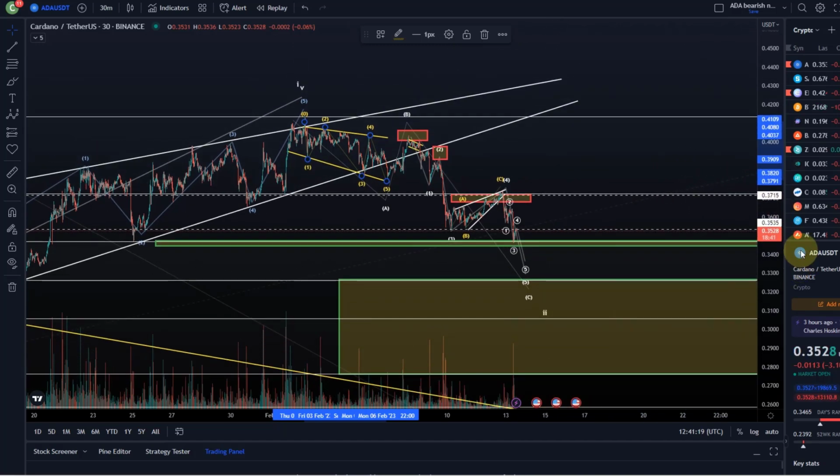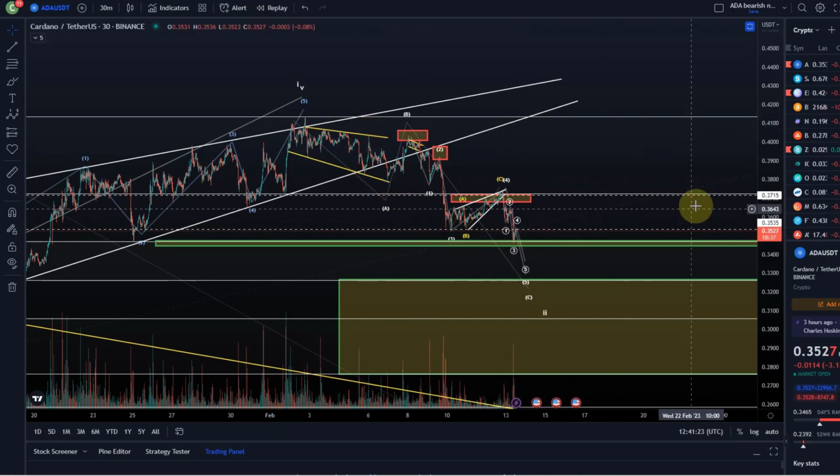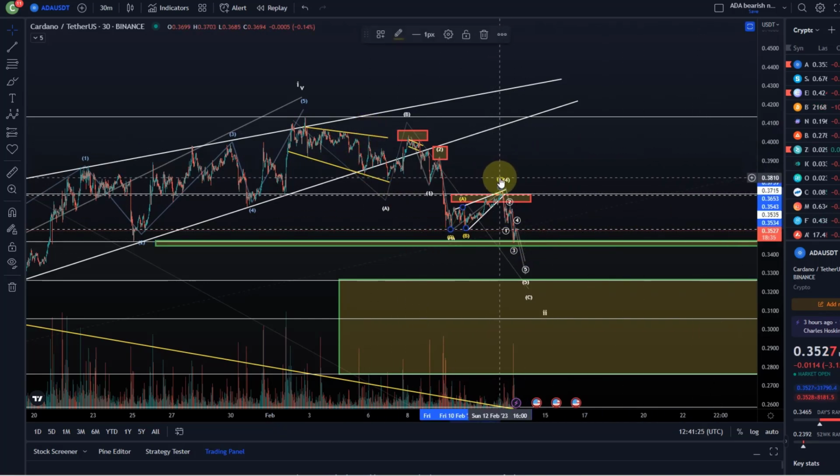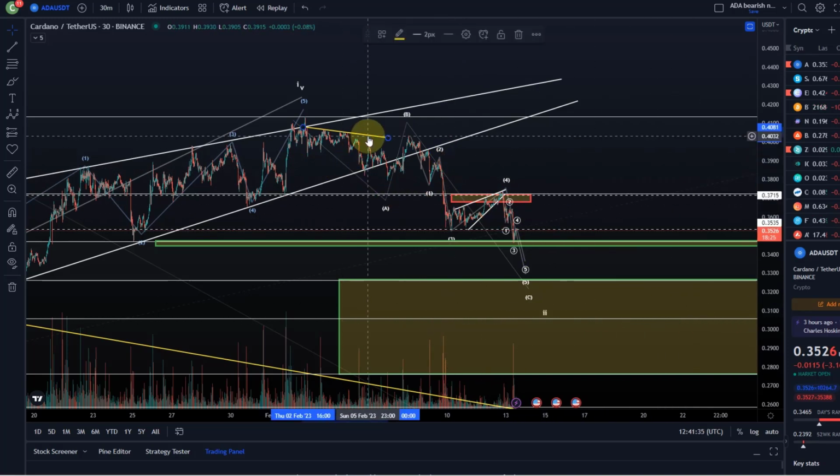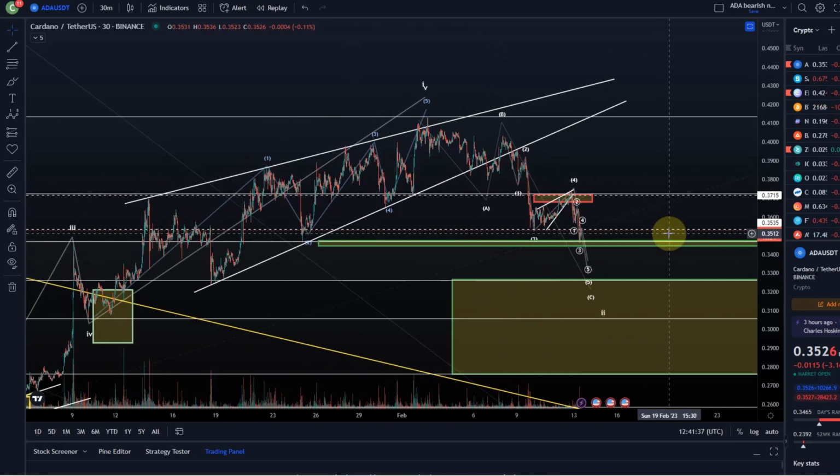What I'm going to do first, I'm going to just tidy up the chart a little. I'm going to take these subwaves out. We don't need them anymore. And I also don't need these ABCs anymore. That all worked out. Don't need that channel anymore. And I don't need the resistance areas anymore. They all worked out. Extremely happy with all of that.